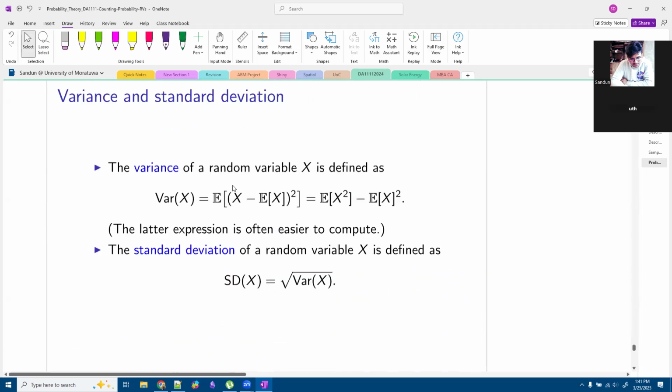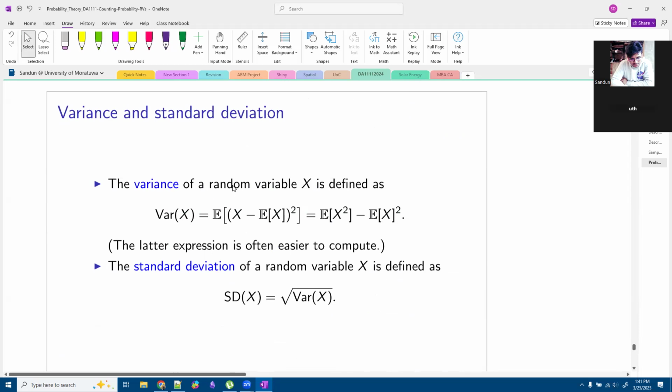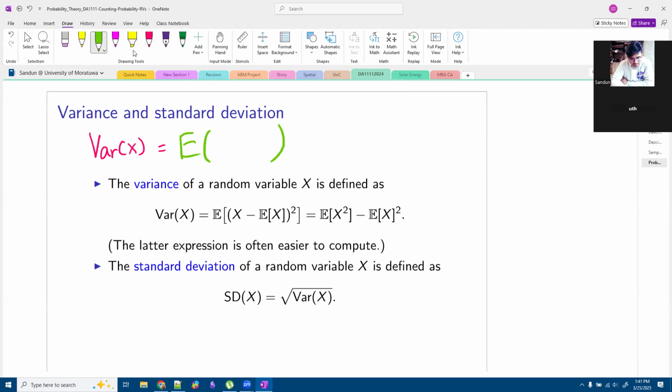The next one is called variance. From your school days, you might have learned about variance and standard deviation. The definition of variance is the expectation of (x minus E[x]) square. Take this idea very clearly. The variance of x is equal to the expectation of this thing.